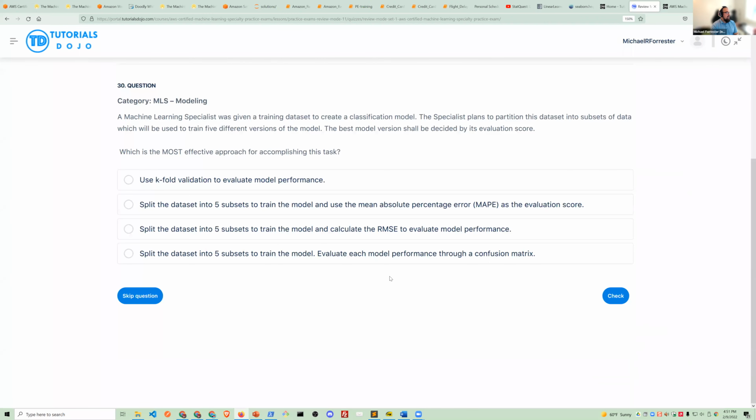Okay, two more. A machine learning specialist was given a training data set to create a classification model. The specialist plans to partition this data set into subsets of data that will be used to train 5 different versions of the model. The best model shall be decided by its evaluation score. What is the most effective approach for accomplishing this task? What are they talking about here? What do they want? What are they actually wanting to do?